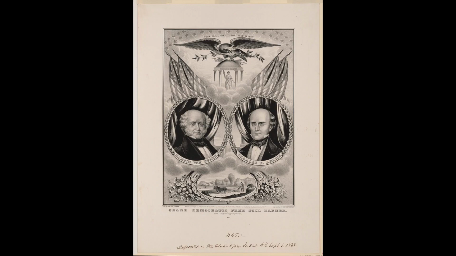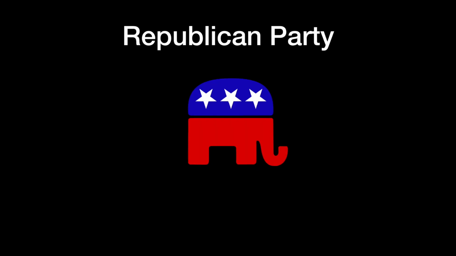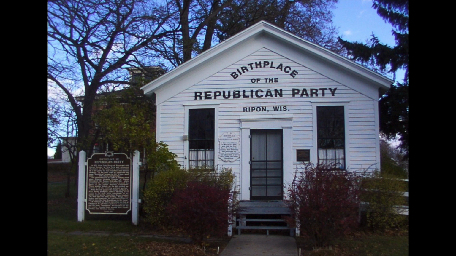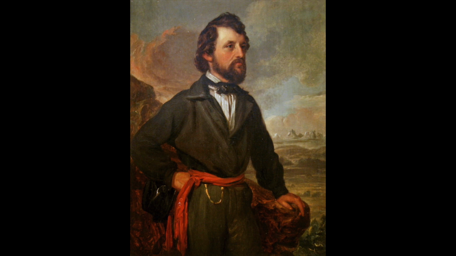Between 1854 and 1856, the Free Soil Party and the anti-slavery Whigs and Democrats united to form the Republican Party. The party was initially formed to oppose government policies that allowed slavery to be spread. In the 1856 presidential election, the Republicans nominated John C. Fremont of California. Fremont had very little political experience, but was a well-known and popular figure from the Mexican-American War.